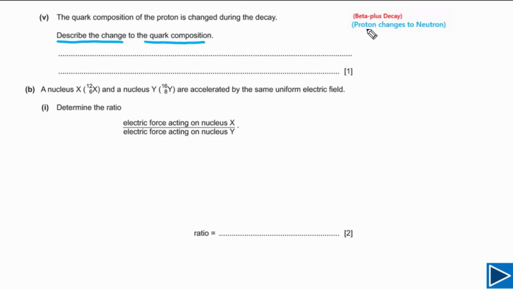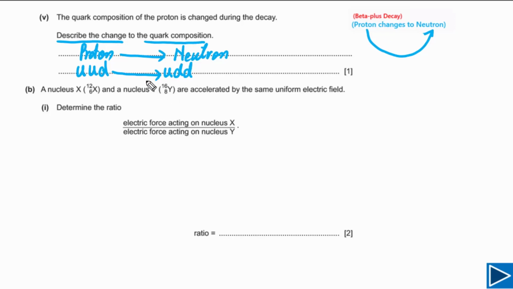But for this question, it is given to us proton changes to neutron. So simply we can write down, first of all, proton changes to neutron. Now we need to write down the change in quark composition. Proton consists of 2 up quarks, 1 down quark. But neutron, it consists of 1 up quark and 2 down quarks.